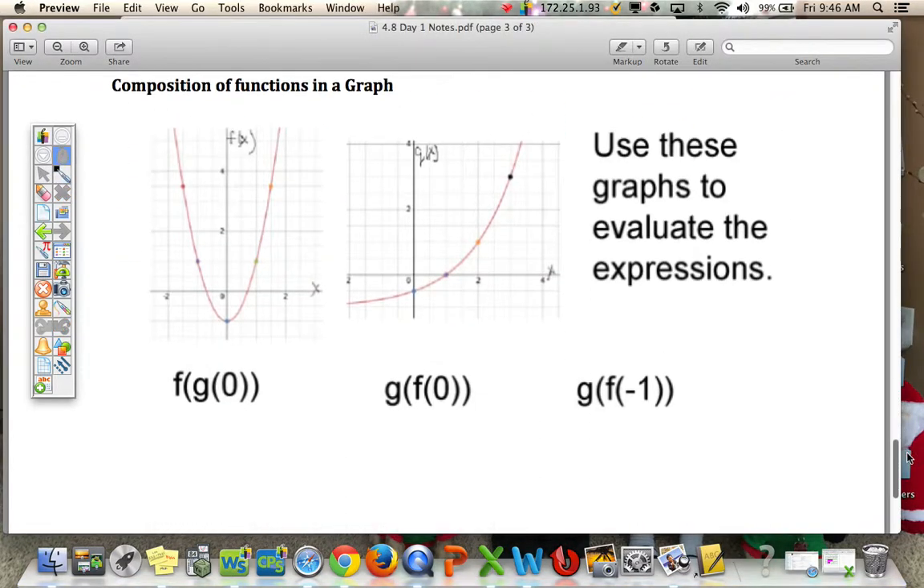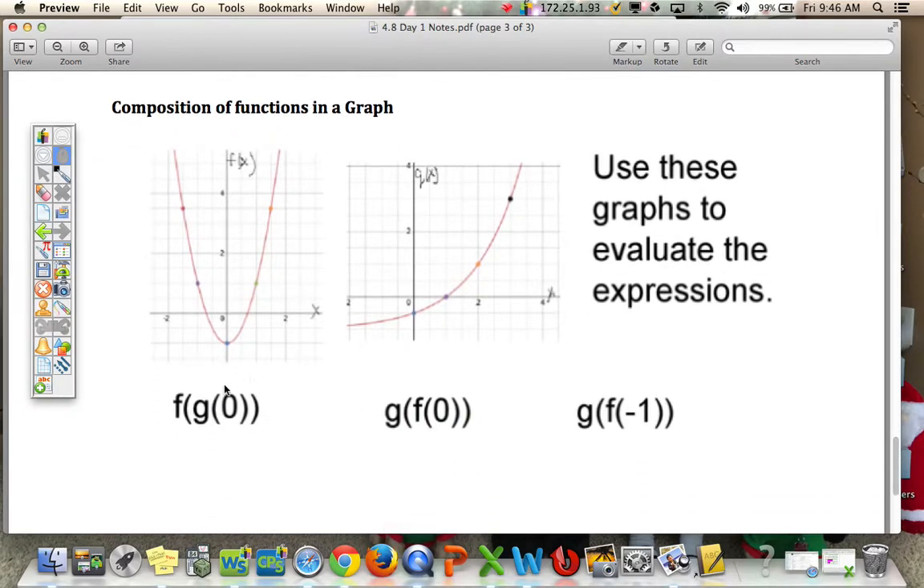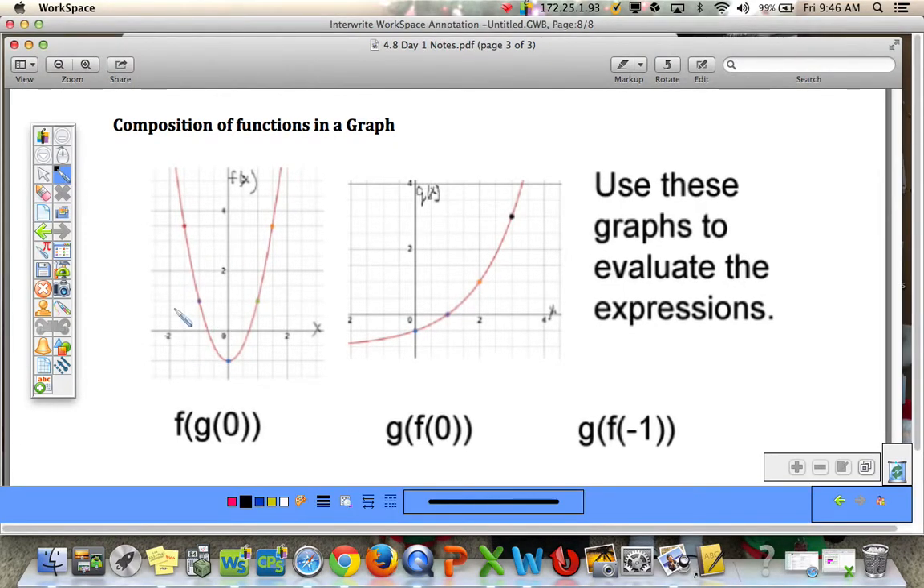Okay, compositions of functions in a graph, the last thing. All right, so use one graph to find the answer, and then use that answer to find the next answer. So the first one is f of g of 0. Here's the g function. All right, g of 0 means when x is 0, what's the answer? So here's where x is 0. Okay, so when x is 0, what's the y value? It's negative 1. So now we want to find f of negative 1. When the x value is negative 1, what's the y value? And it also is negative 1. We went down negative 1. So we say f of g of 0 is negative 1.